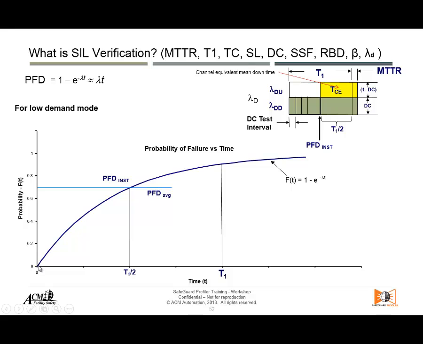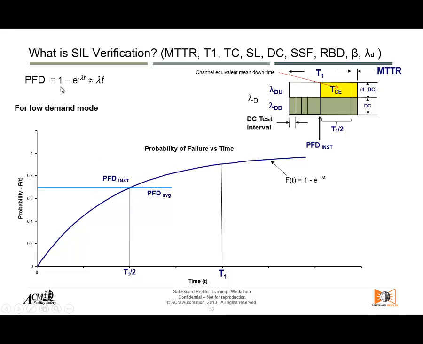So we see here, we already saw this curve before. The probability of failure on demand will be equal to 1 minus e to the minus lambda t. That would be the instantaneous one, right? Then we divide the time by 2. That would be the average for that one, and then we can extrapolate that to many proof testing periods and calculate the average there too. So for low demand mode, this would be the representation.